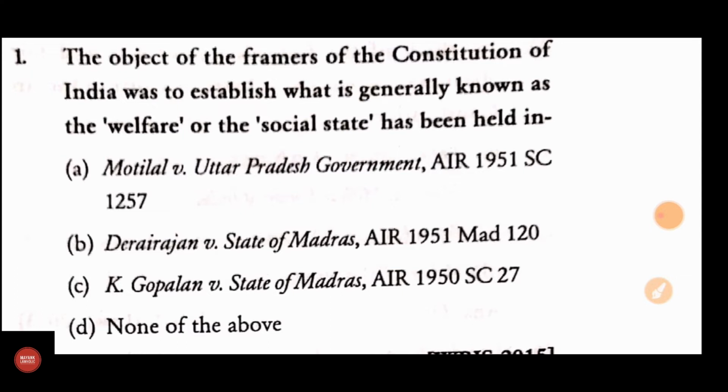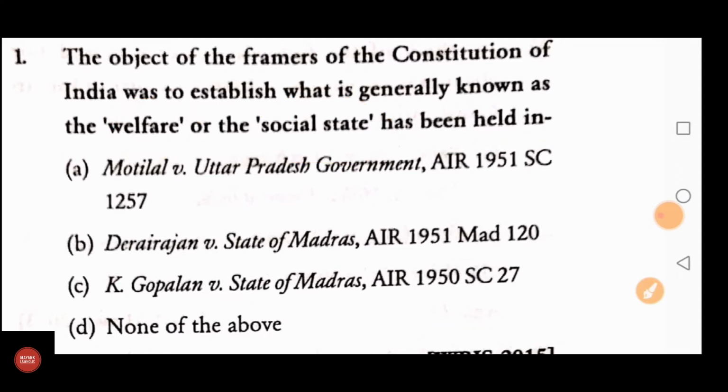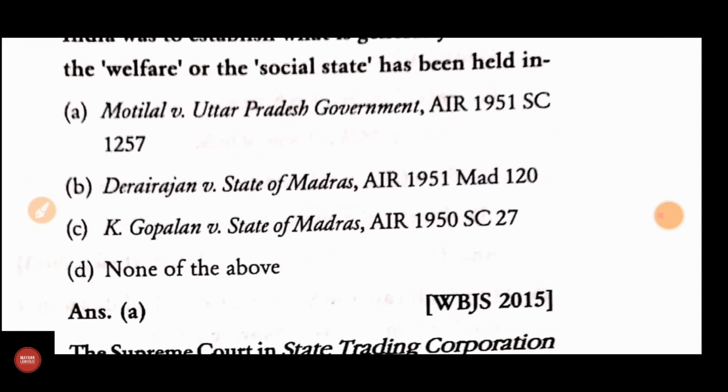The object of the framers of the Constitution of India to establish what is generally known as the welfare or the social state has been held in. Option A. Motilal versus Uttar Pradesh government. Option B. Dorai Rajan versus State of Madras. Option C. A. K. Gopalan versus State of Madras. Option D. None of the above. The correct answer is option A. Motilal versus Uttar Pradesh government.